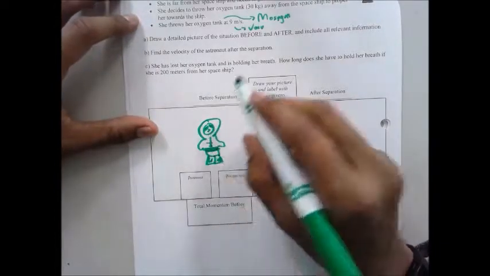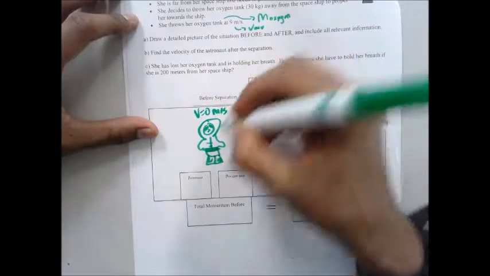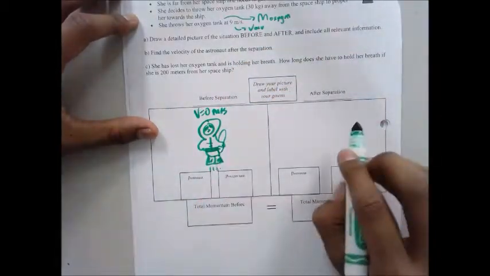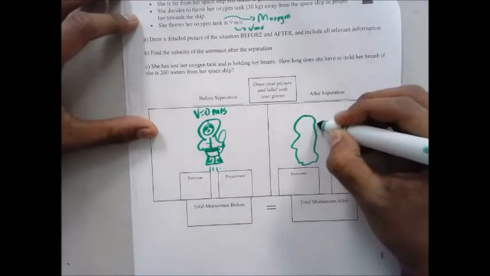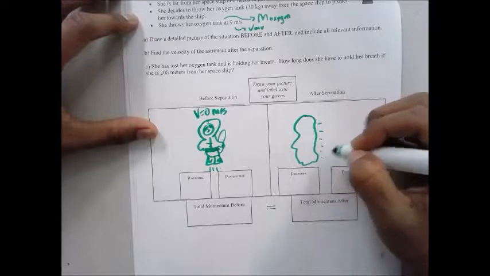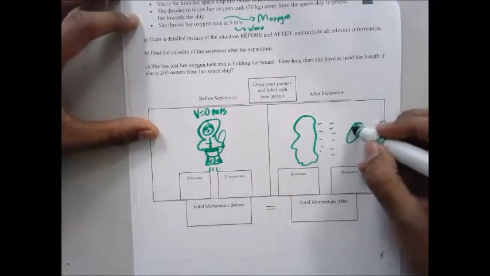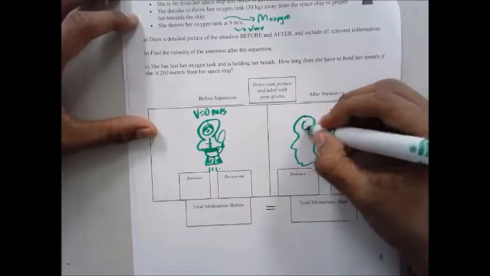Anyway, so we have an astronaut who is hovering. Right now their velocity is 0 meters per second because they're not moving anywhere yet, and they're holding an oxygen tank. Now, after they separate, the astronaut is going to move in some direction opposite of the direction that the oxygen tank is going to move. We just don't know how quickly the astronaut is going to move, and that's our goal to figure out.